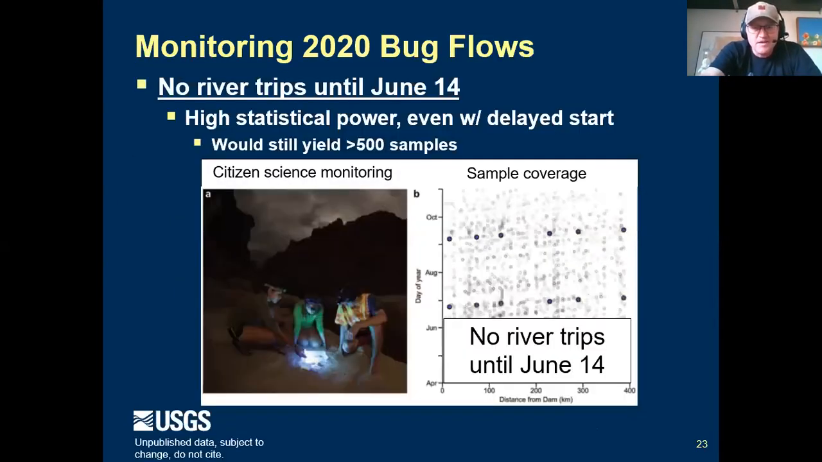And unfortunately, we're not able to do any monitoring, as you know, because there are no river trips. And so we're going to have a bit of a blank spot in our citizen science data set. But we think we'll be all right. If we can get back on the river and collect a bunch of data starting in mid-June, the hope is we could still catch the caddisfly peak and be able to describe what happens. And so we're crossing fingers that we get some good data eventually.